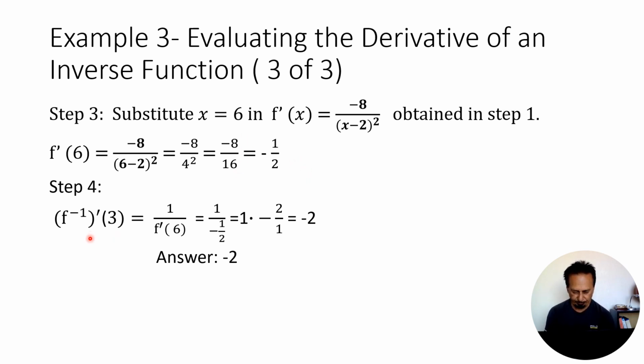So the last step: the derivative of f inverse evaluated at 3 is equal to 1 over f prime evaluated at the x value, which is 6, and we just found f prime of 6 is negative 1/2. So we have 1 over negative 1/2, which means we multiply 1 by the reciprocal of negative 1/2, which is negative 2 over 1, which is negative 2. So the answer is negative 2.